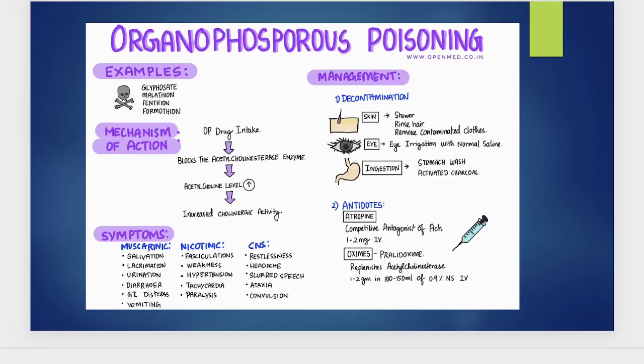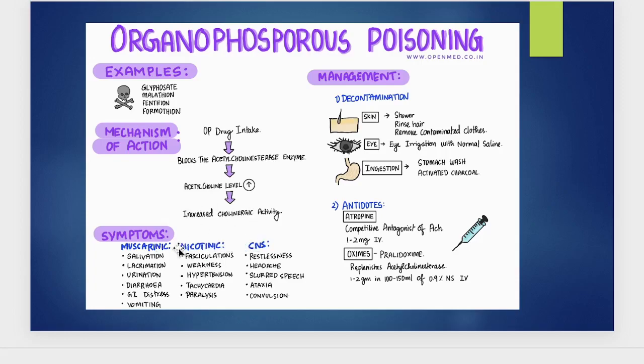Okay, review muna natin again. Mechanism of action, organophosphate, blocks the acetylcholinesterase enzyme, tataas yung acetylcholine level, magkakaroon ng increased cholinergic activity. And these are now the symptoms. Pag muscarinic, lahat basa. Salivation, lacrimation, urination, diarrhea, GI, and vomiting. No? Very easy to remember. Lahat ng basa, that's actually muscarinic in nature.